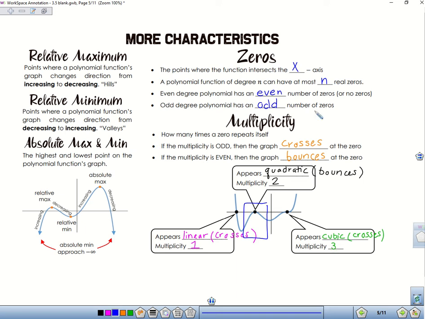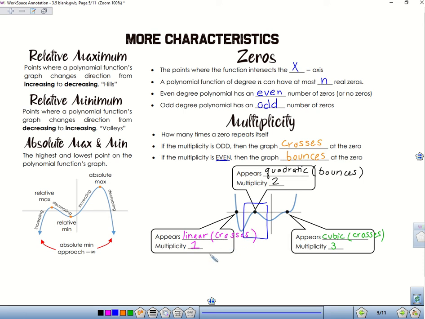So when the multiplicity is 2, obviously 2 is an even number, it bounces on the graph. It doesn't go through it. It doesn't cross the graph, but it bounces on the graph. That's what happens when your multiplicity is an even number, when you have a zero an even number of times.